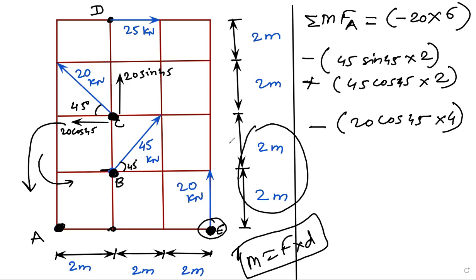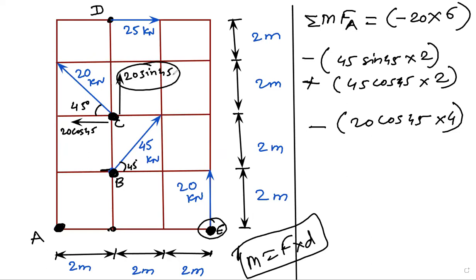Hope all of you understood this. Now next is 20 sin 45. Okay, 20 sin 45 is again going towards point A.